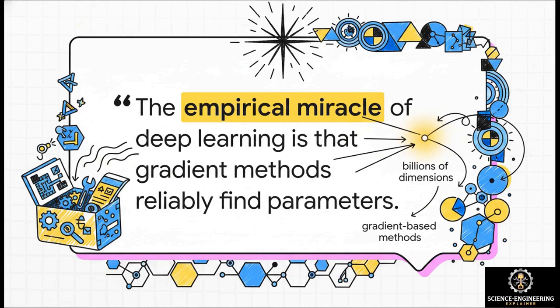In a landscape made up of literally billions of dimensions, we aren't just talking about abstract math anymore. It's a literal modern technological miracle. The fact that simple gradient-based methods can reliably find parameters that actually work in the real world, it's just astounding. To understand how that miracle actually happens, though, we need the right tools.